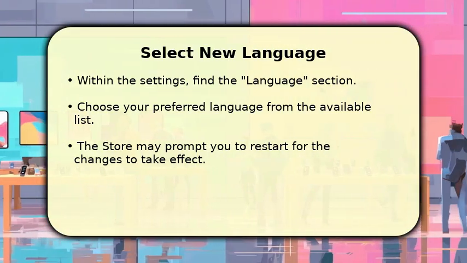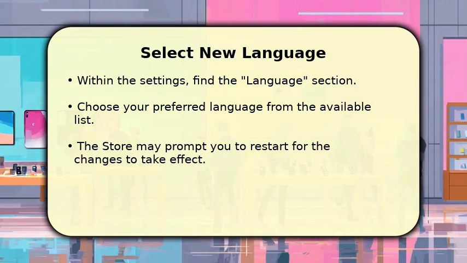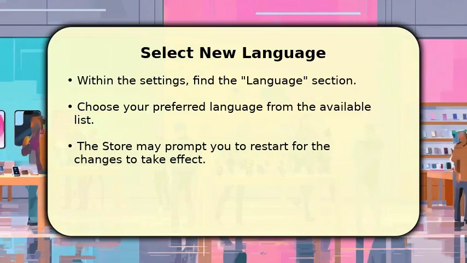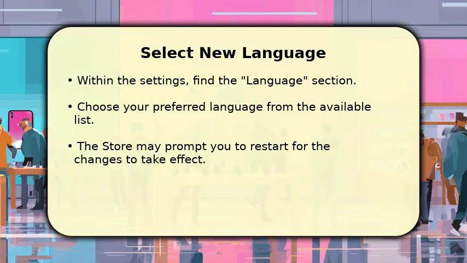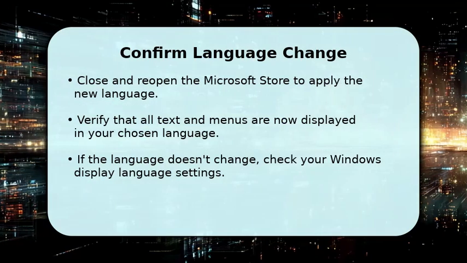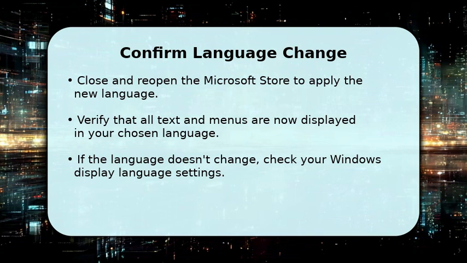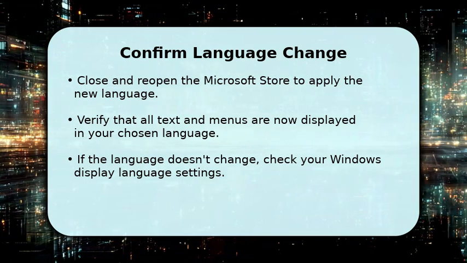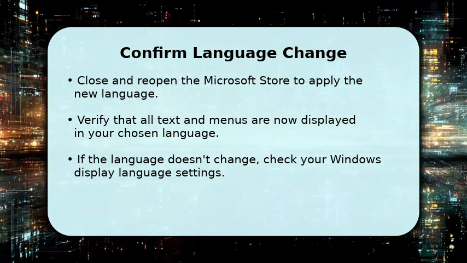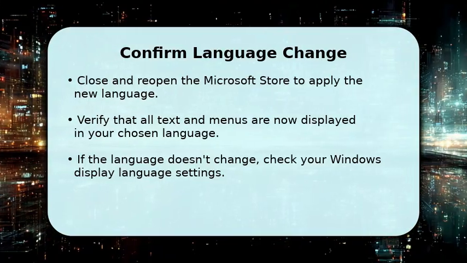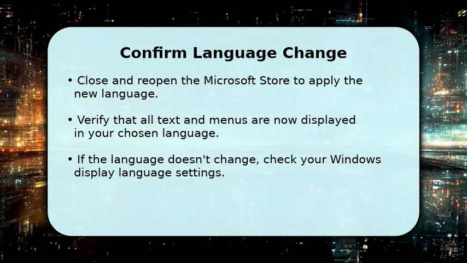After making your selection, the Microsoft Store might automatically prompt you to restart the application for the new language settings to be fully applied. To finalize the change, simply close the Microsoft Store application completely and then reopen it. Upon reopening, you should see that all the text, menus, and descriptions are now displayed in your newly selected language.